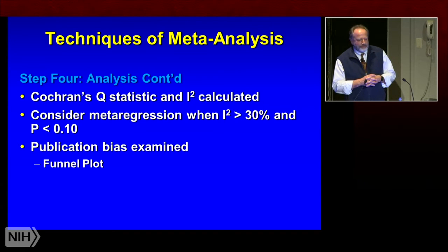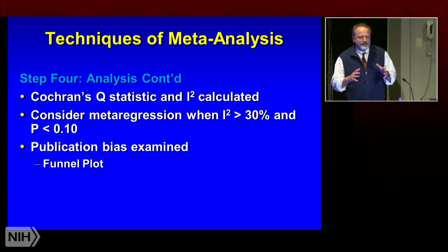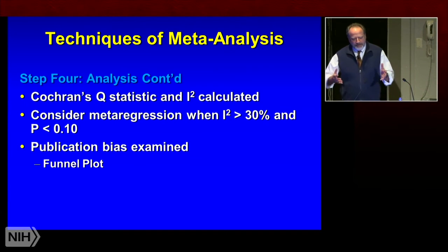Now, what is it telling you? It tells you that the variability within the studies can explain the variability across the studies. So when your I-squared is small, it means the variability within a study explains the variability across the studies. When the I-squared is 30% or greater, that means that the variability within the studies can't explain the variability across the studies. And what am I saying by that?